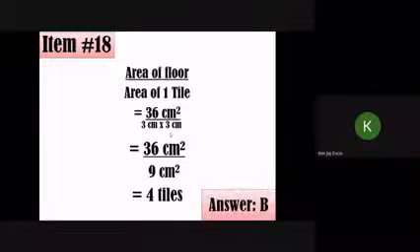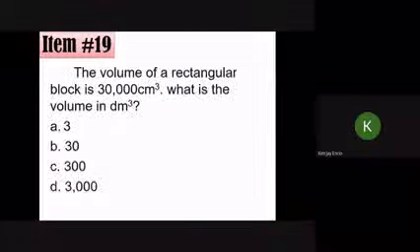Letter B. Next number. Let's have number 19. The volume of a rectangular block is 30,000 centimeters cubed. What is the volume in decimeters cubed? 3, 30, 300, or 3,000? What do you think?